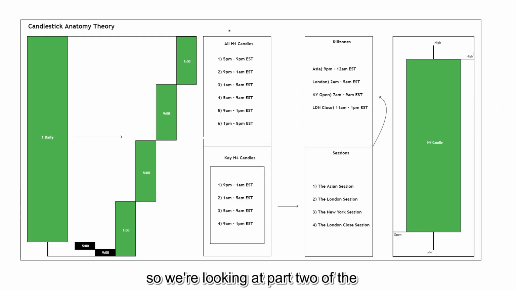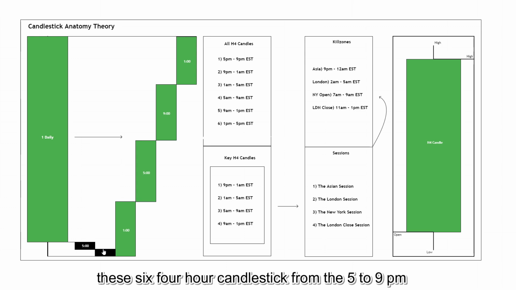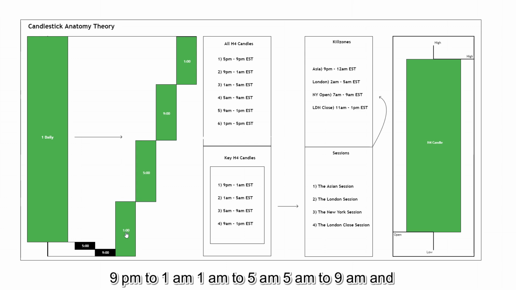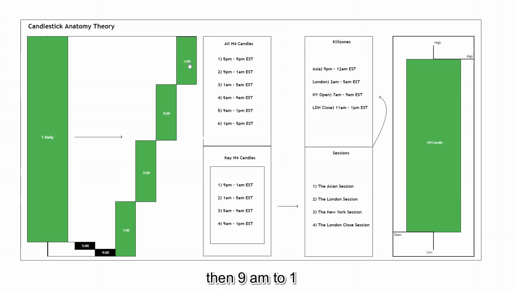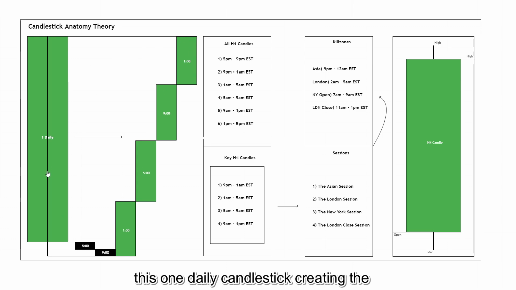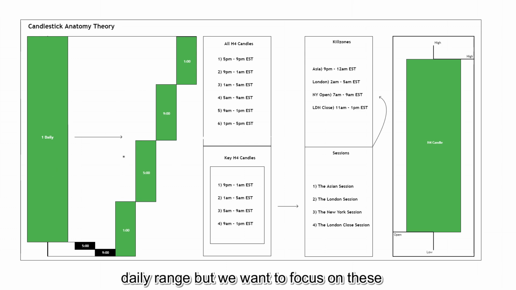So we're looking at part 2 of the candlestick anatomy theory, and we talked about the 4-hour candlesticks. As we can see here, we have a daily candlestick, and the daily candlestick is composed of these 6 4-hour candlesticks: from 5 to 9 p.m., 9 p.m. to 1 a.m., 1 a.m. to 5 a.m., 5 a.m. to 9 a.m., and then 9 a.m. to 1 p.m., right? These 6 candlesticks make up this one daily candlestick, creating the daily range.